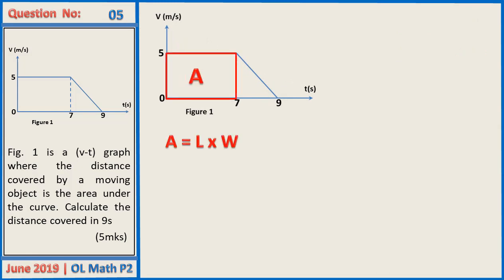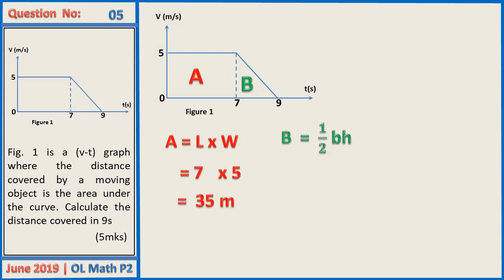We have a rectangle. The area of the rectangle is length times width, and we equally have a triangle whose area is half base times height. Now for the rectangle, the length is 7 and the width is 5, so giving us an area of 35 meters. Remember that we are now calculating area. The area here is distance, which is in meters.